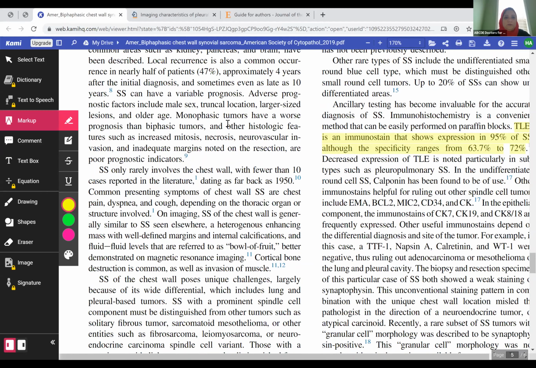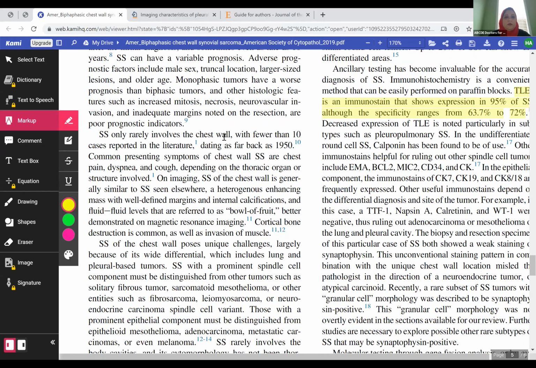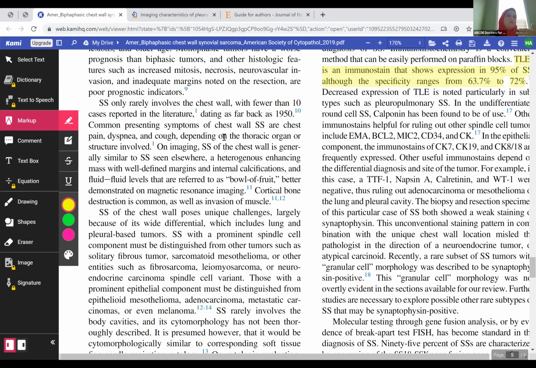Prognostic factors, right? Monophasic have a worse prognosis than biphasic. All right, now I'm going on to more specific to my case, which is chest wall. Okay, so it's a chest wall. Is that common? Does that happen a lot? No, it's very rare, with fewer than 10 cases reported in the literature. And I put a couple of references, 1 and 10.